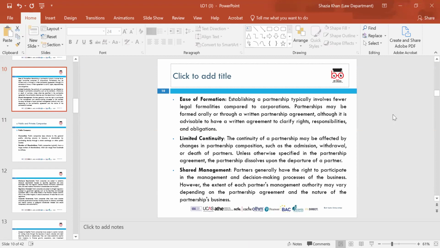Shared management. Partners generally have the right to participate in the management and decision-making processes of the business. However, the extent of each partner's management authority may vary depending on the partnership agreement and the nature of the partnership business.